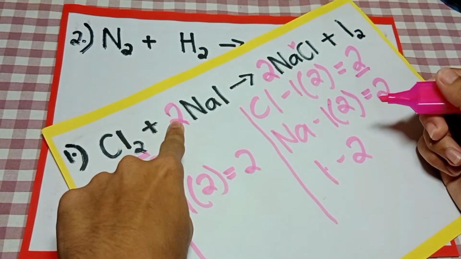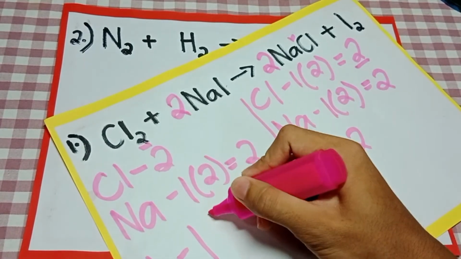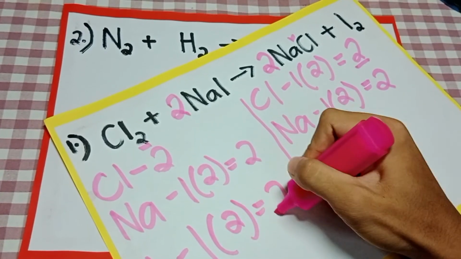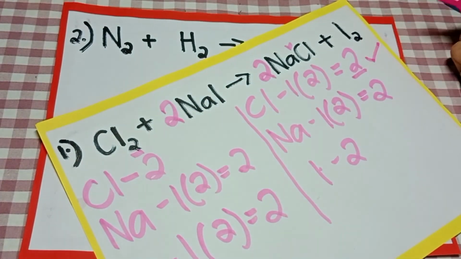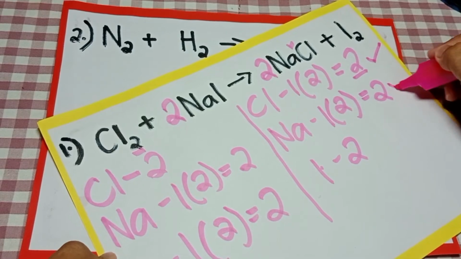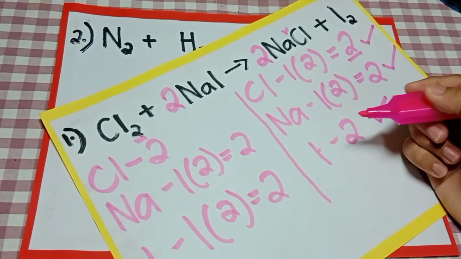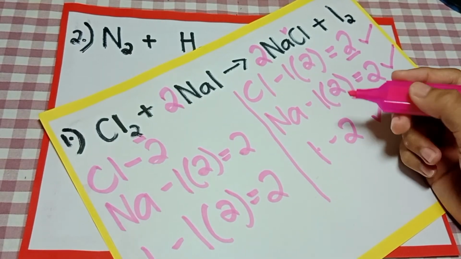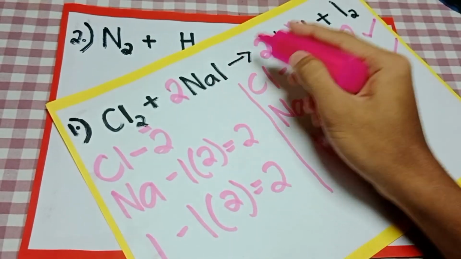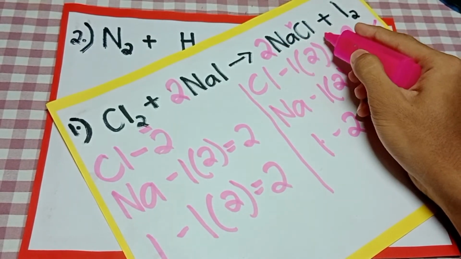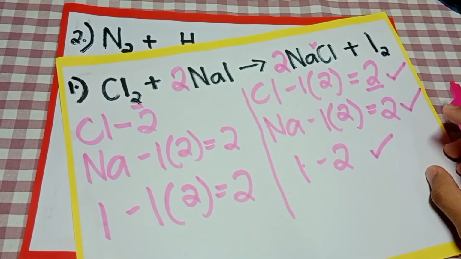Then we have to multiply this number to the number of iodine present. So we have to multiply by 2. Then the chlorine is now balanced. Check. The sodium is now balanced. Check. And the iodine is now balanced. Therefore, the balanced equation in this number is Cl2 plus 2NaI, then 2NaCl plus I2. That is how you balance a chemical equation.